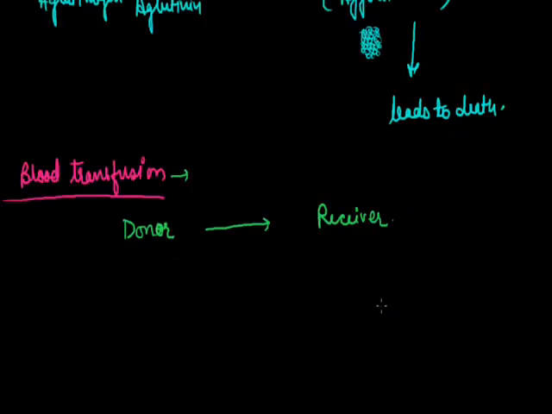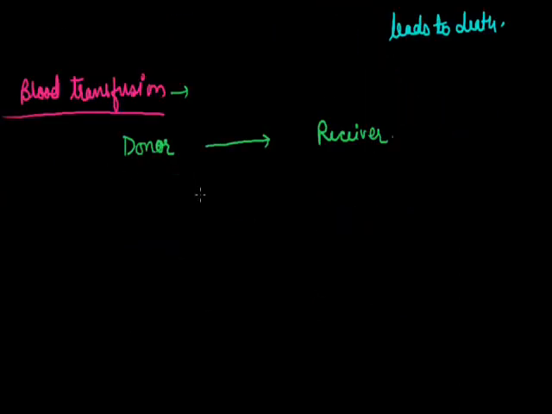In the case of blood transfusion, blood is donated from a healthy person to the patient. That healthy person is termed the donor and that patient is termed the receiver or recipient. So in this case we have to check blood group and match the compatibility. If blood groups are compatible, then you can supply blood from donor to receiver.